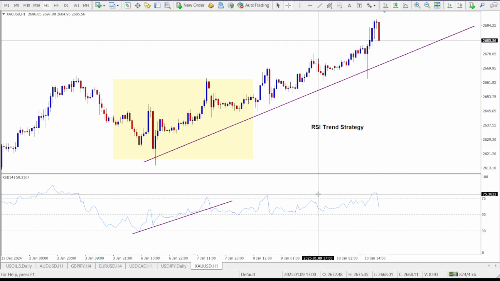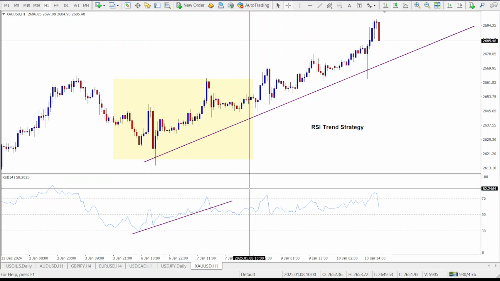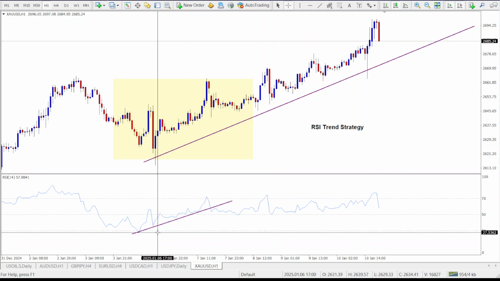All right. So we are not just looking for any signal. What we are waiting for is a pullback in the RSI, ideally into oversold territory, below 30. If you want to trade in the direction of the trend, what you're going to be looking out for is when the RSI dips below 30.